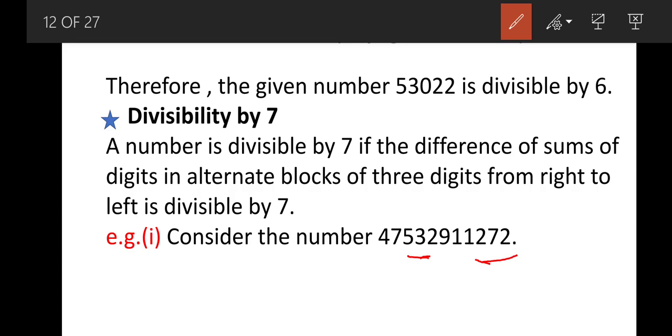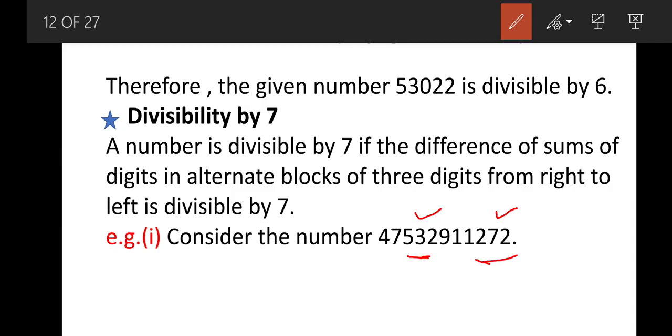What I have done, I have just marked the blocks of 3 digits starting from right to left. The first block is 272. Then I have left 3 digits, that is 911. Then second is 532. 272 and 532, they will be added. 911 and 47, they will be added separately, and then their difference will be taken.